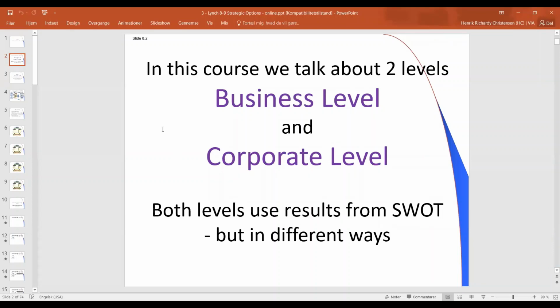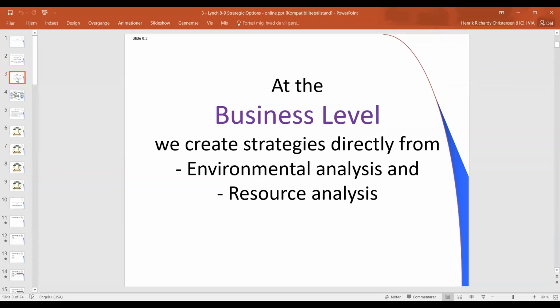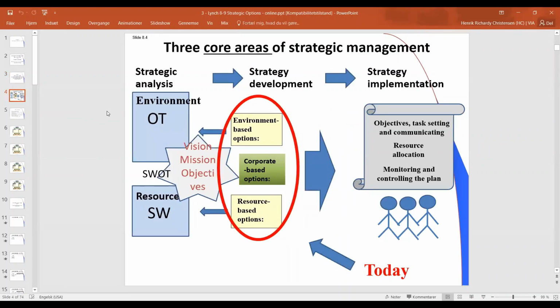The business level, let's take a bit of a look at this. This is something that we develop directly from our analysis of the environment, and we also develop it directly from the analysis of the resources. So what it means is, when we look at this next slide here that I hope we are quite familiar with right now, we have our analysis part when we're talking about strategy, and we have our strategy part where we are today, and then we have, of course, the strategy implementation.